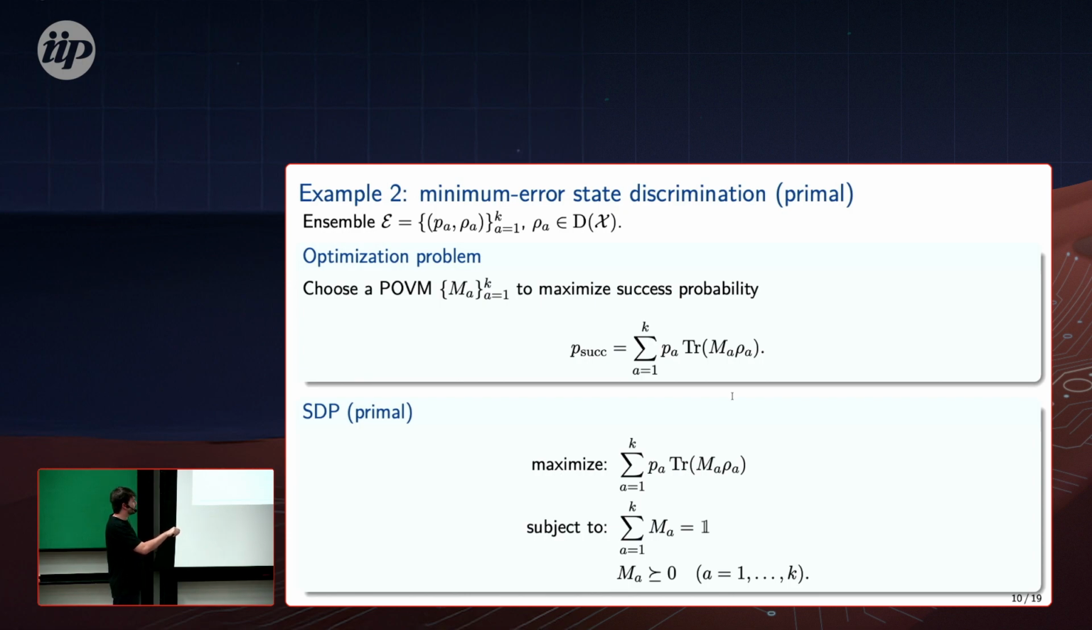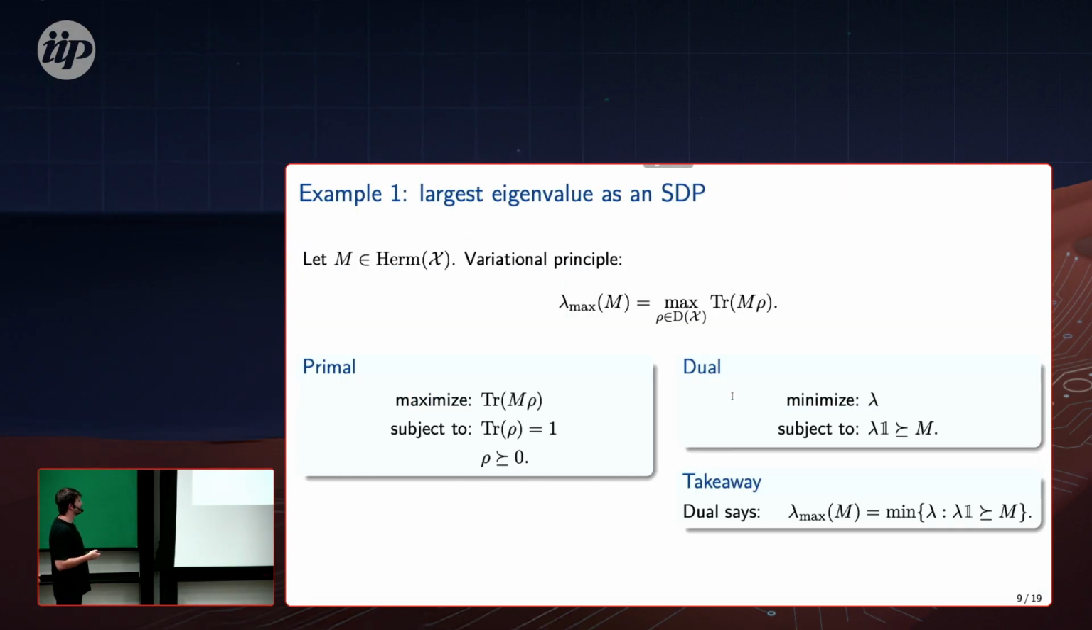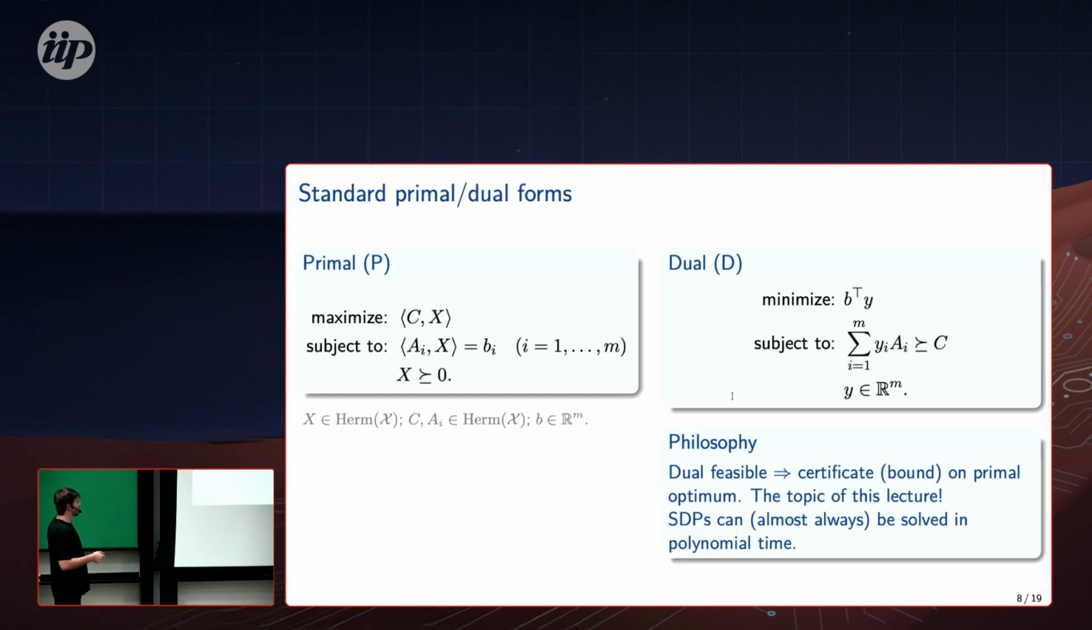Our objective function is this sum of traces of M_a with the rho_a. Again, the rho_a are given. And these guys all have to form a POVM. So we know that the M_a have to sum up to the identity, and they have to be positive on their own.